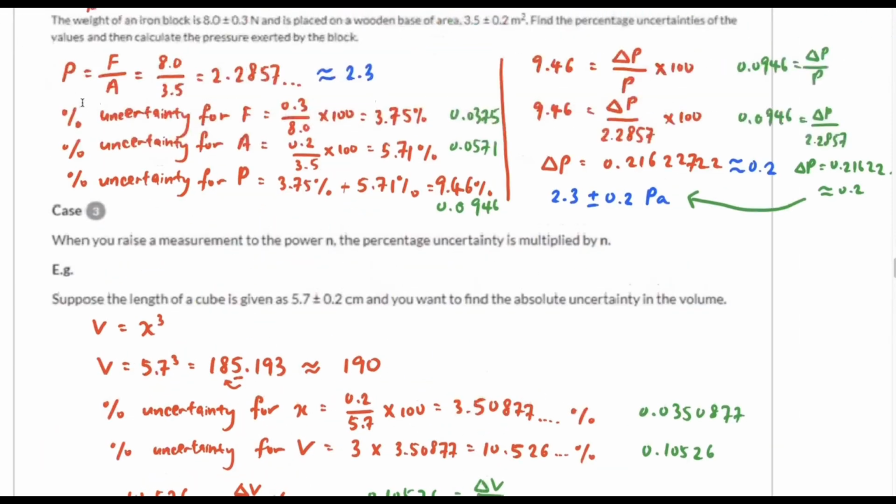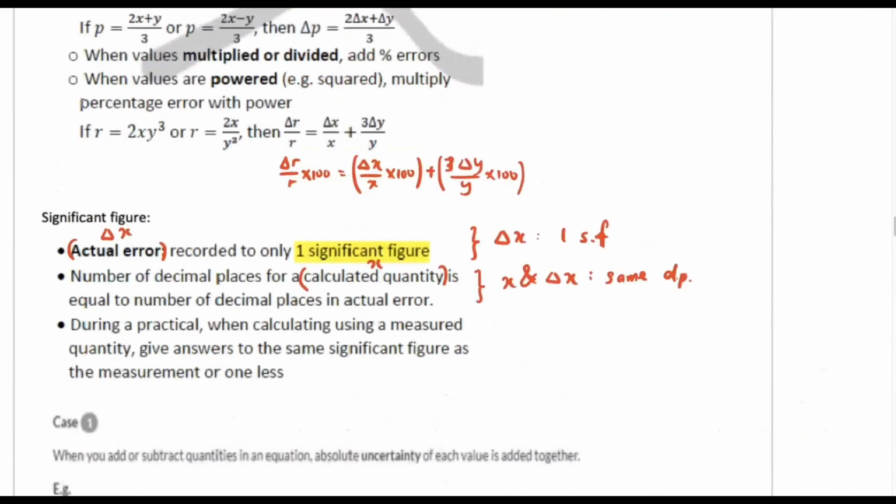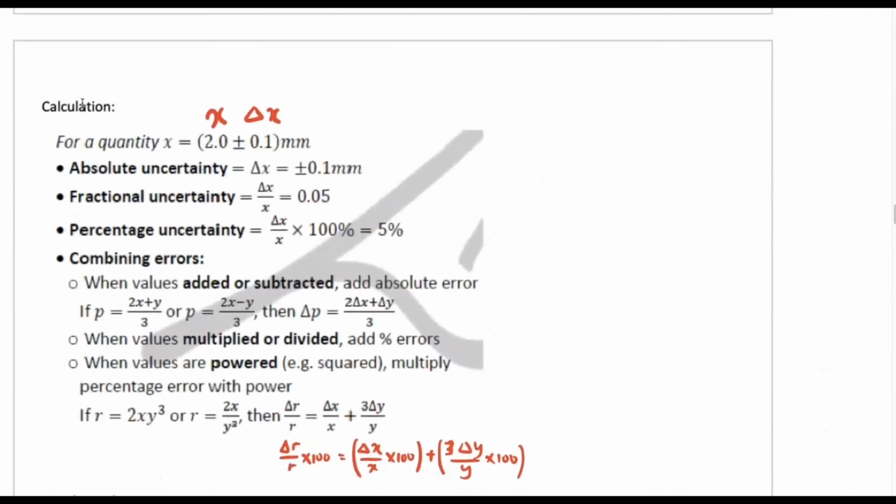Okay, so you see the notes first. It is true, we always add. But when the formula involves addition or subtraction, we are not adding the fractional uncertainty. We add the absolute uncertainty. I hope you see it in this way. I put extra notes for you. So this is the first technique. This is the second technique. This is the third technique.